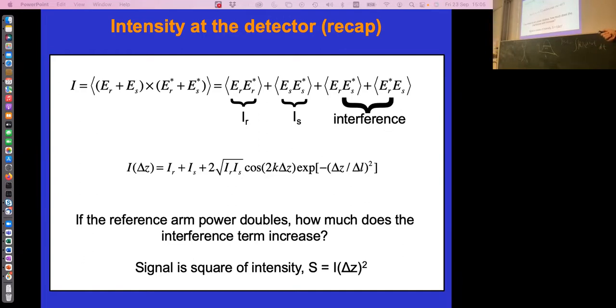I get the 2 underneath the square root sign, so the signal increases with the square root. The way I deal with this, and I won't explain it, is that the signal of my system is defined as the square of this intensity. So my signal is the intensity squared. With this definition, if I double my reference arm power, then my signal also doubles, because my intensity goes up with the square root of 2, but my signal is the square of my intensity.